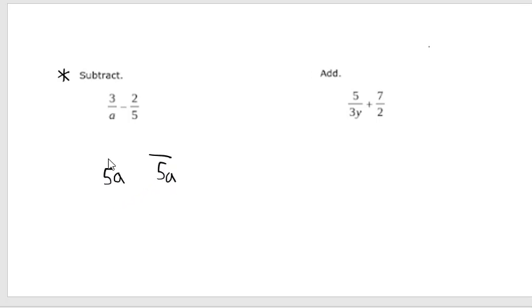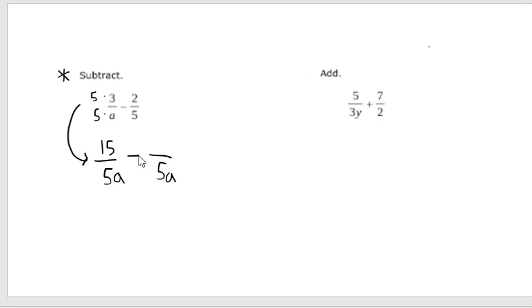So the way that we can do that is we can multiply the 5 and the a together, which will make our denominator 5a. Okay, now to get from a to 5a, we had to multiply by 5, which means we also have to multiply the 3 by 5. So the 3 over a becomes 15 over a.